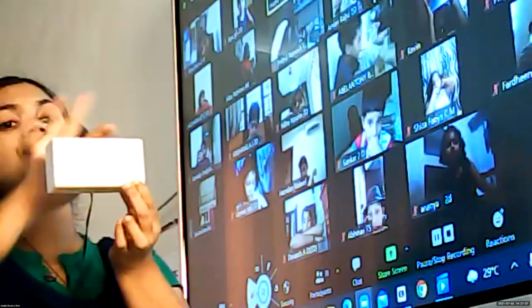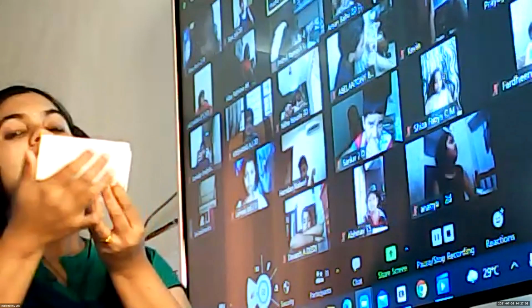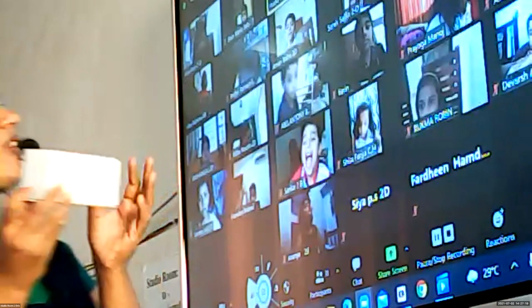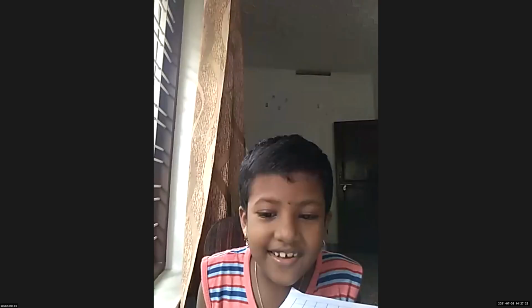And now, how many rectangles or how many faces are there for a cuboid? Count. One, two, three, four, five, six. Six rectangles or six faces are there for a cuboid.